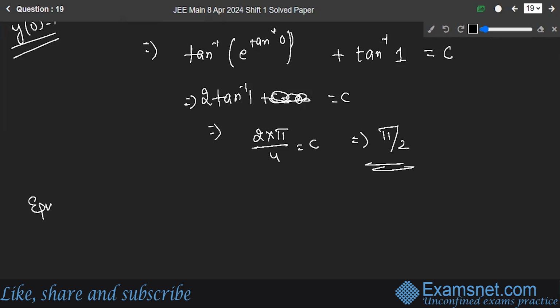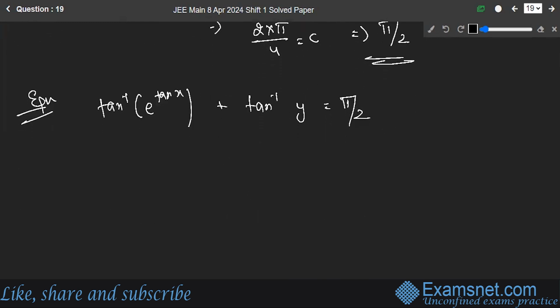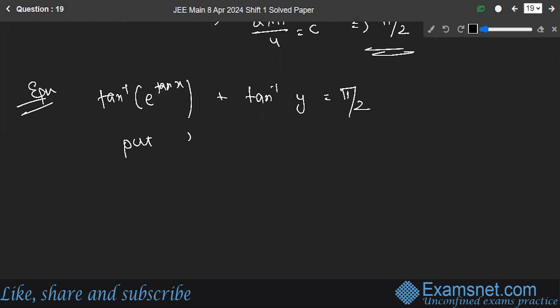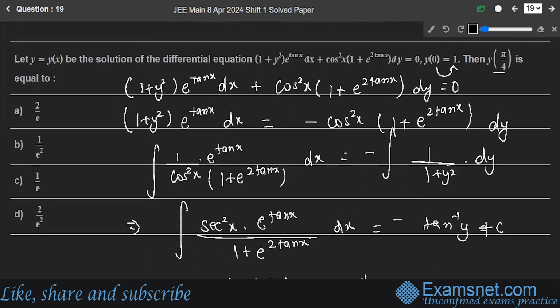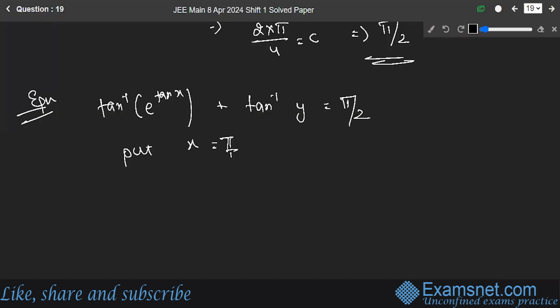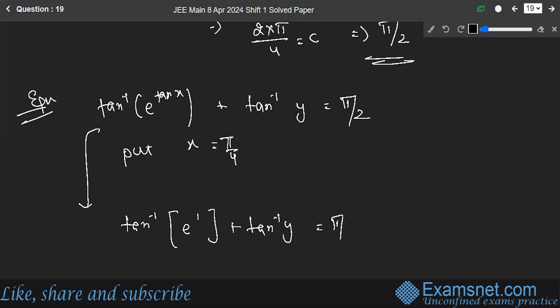What does your equation become now? The equation will be tangent inverse e power tangent x plus tangent inverse y is equal to pi by 2. I have to find out y of pi by 4, so I'll put x is equal to pi by 4. This will be tangent inverse e power tangent of pi by 4, that is equal to 1, plus tangent inverse y is equal to pi by 2.